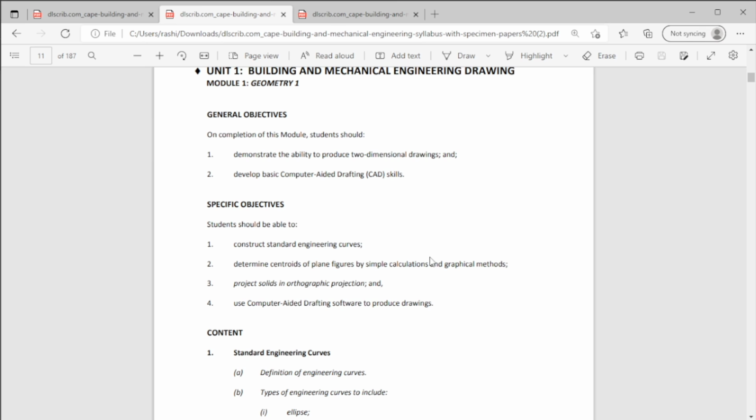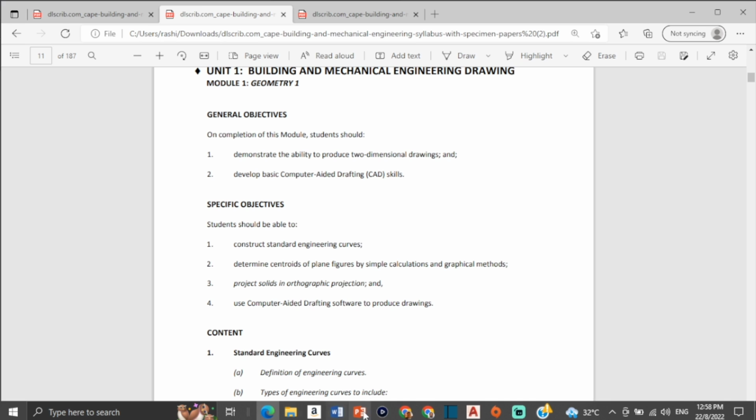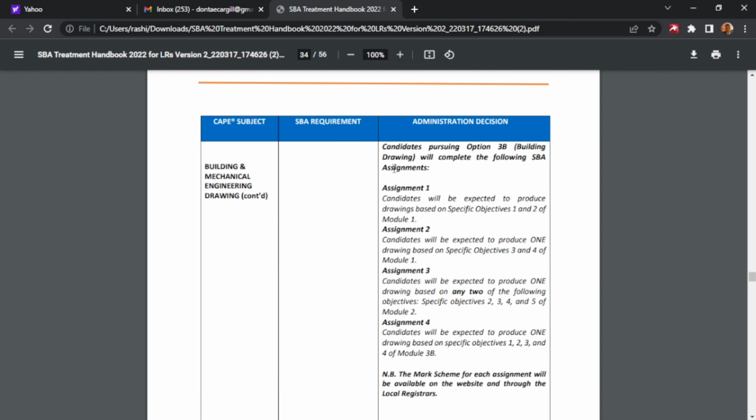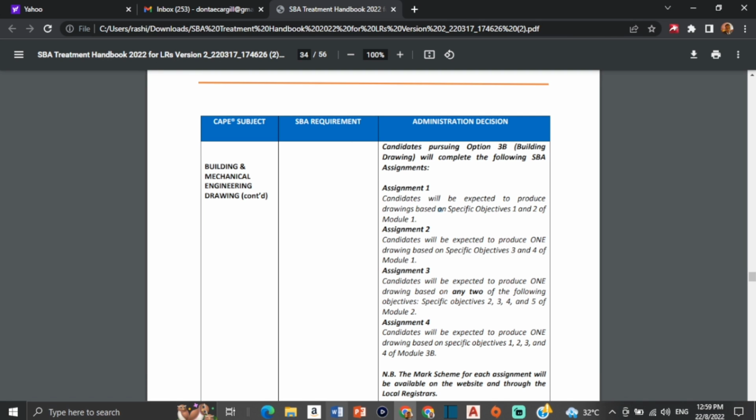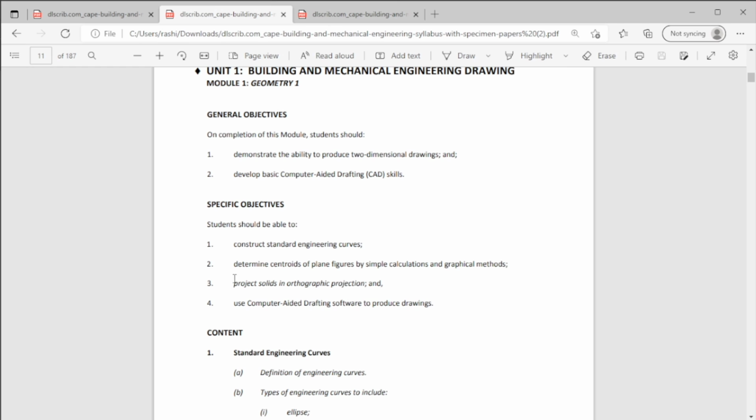So you're going to have to do 2 drawings here. You're going to have to do an engineering curve and you're going to have to do a centroid. So even though it's one assignment, it's more than one drawing, because, as it states, candidates will be expected to produce drawings with an S, which means more than one. So based on specific objectives 1 and 2 of module 1, you're supposed to be able to construct standard engineering curves and determine centroids of plane figures by simple calculations and graphical methods.